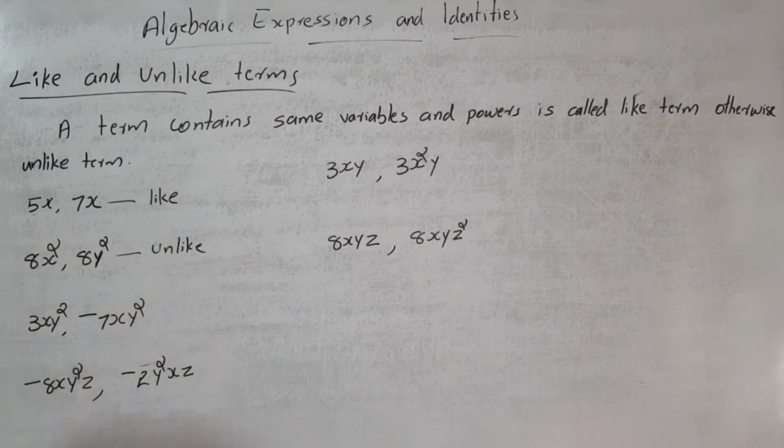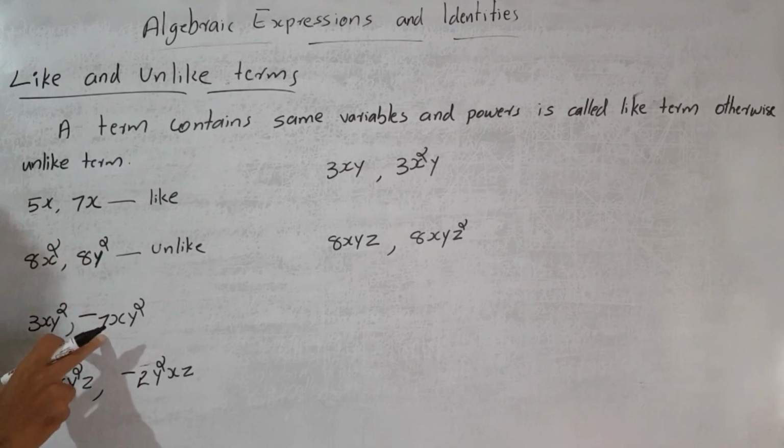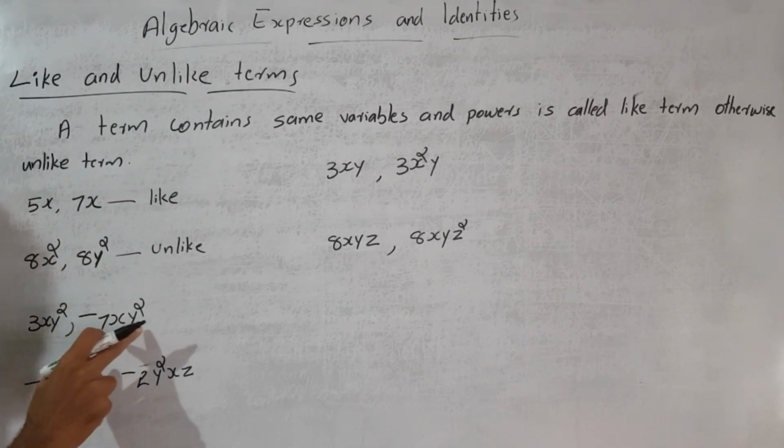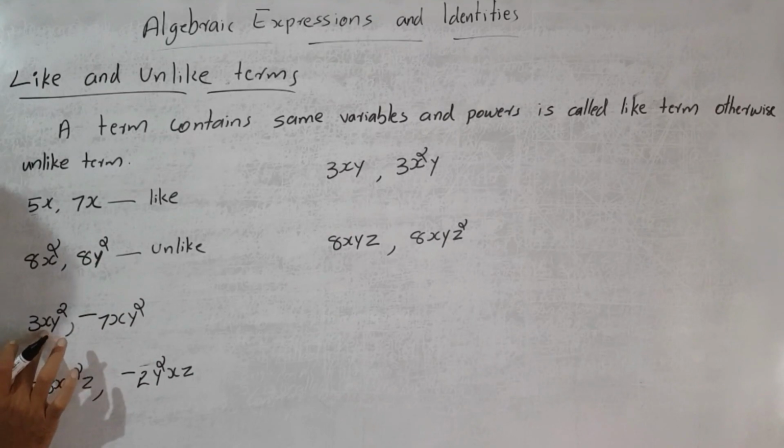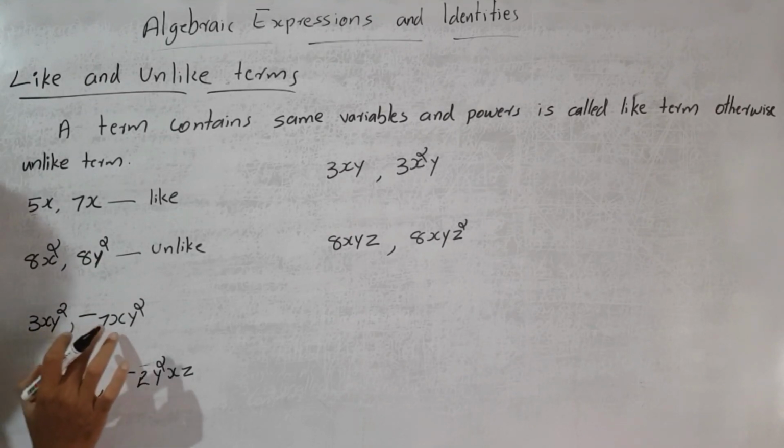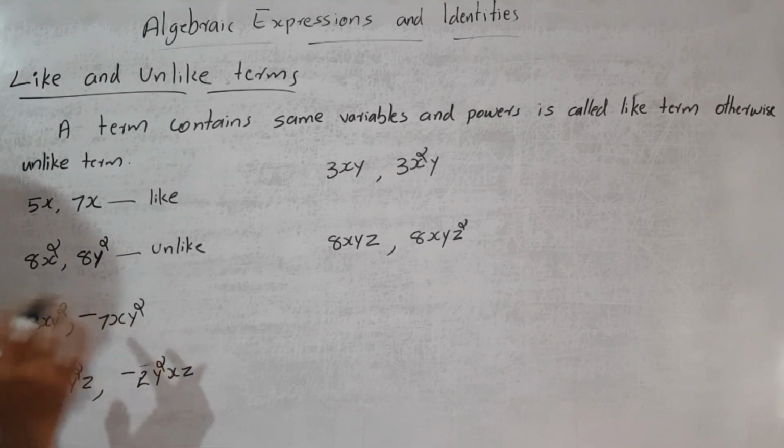Okay, then the next one is 3xy square and minus 7xy square. 3xy square is the first term, and the second term is minus 7xy square. Then we check the variables. What are the variables we use here? In the first, x and y. In the second, also x and y.